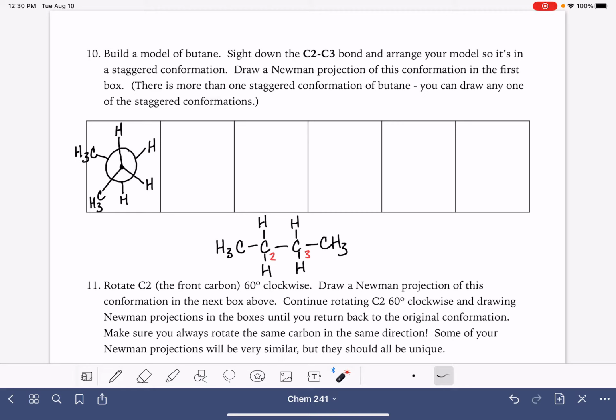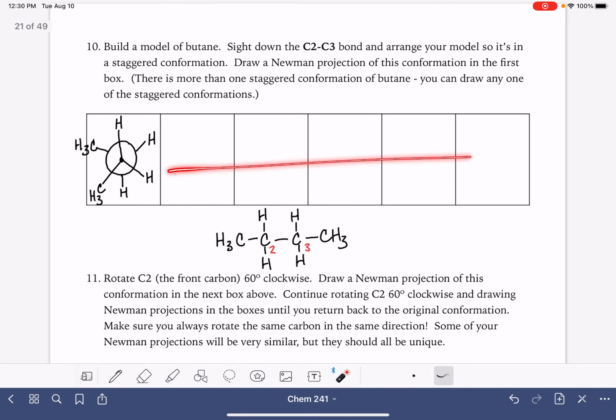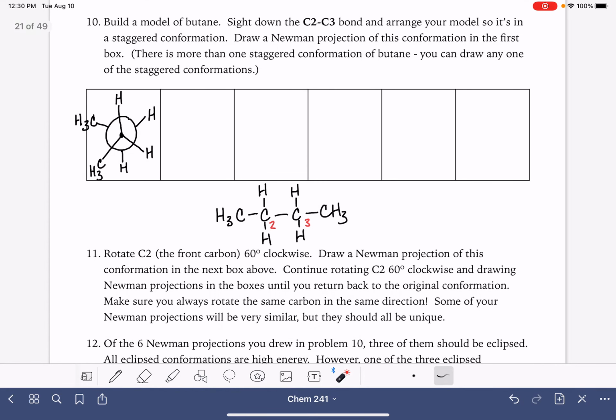There is more than one staggered conformation of butane. You can draw any one of them. So in this case, there is going to be a totally different conformation where the methyl groups are, like maybe you have one here and you have the other one opposite. I've drawn it where they're kind of adjacent to each other. Don't worry, we're going to draw all of them in these boxes right here. So if you didn't see this structure, you're eventually going to see it.